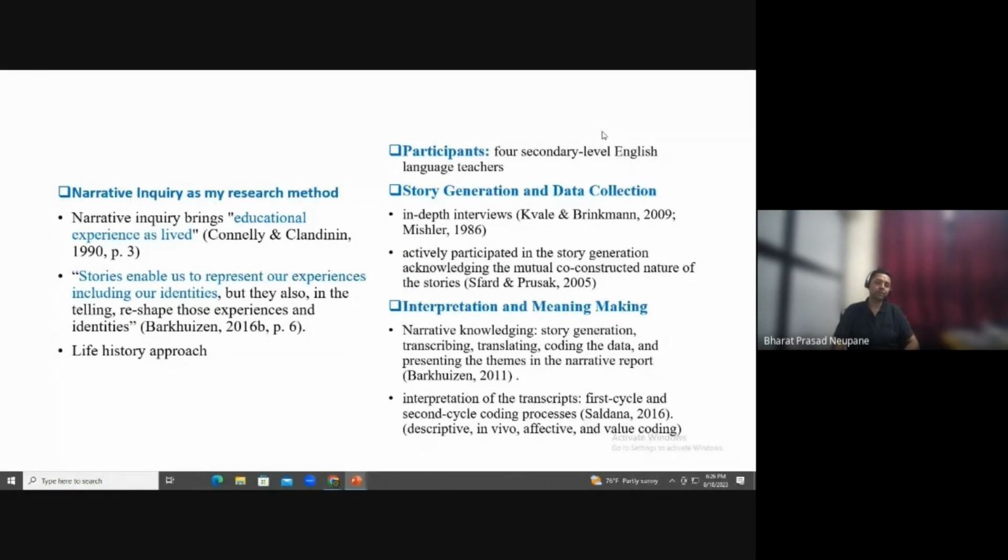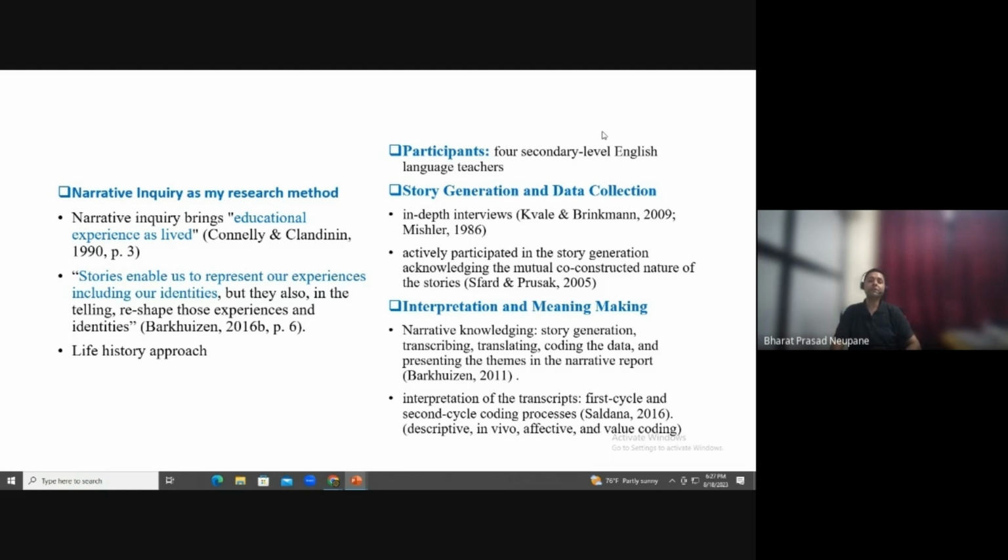And regarding the methodology, narrative inquiry became relevant to this study as it provided the opportunity to bring educational experience as lived, as noted by Connelly and Clandinin in 1990. As stories enable us to present our experiences, including our identities, as noted by Barkhuizen in 2016, narrative inquiry became important. Even within narrative inquiry, there are different types, from life history approach to arts-based narrative inquiry, autobiographical and biographical narrative research. But in this study, I have used the life history approach of narrative inquiry to explore the lived experiences of 4 secondary level English language teachers. I generated their stories through in-depth interviews and informal conversations. I actively participated in the story generation process, acknowledging the mutual co-constructed nature of the stories.